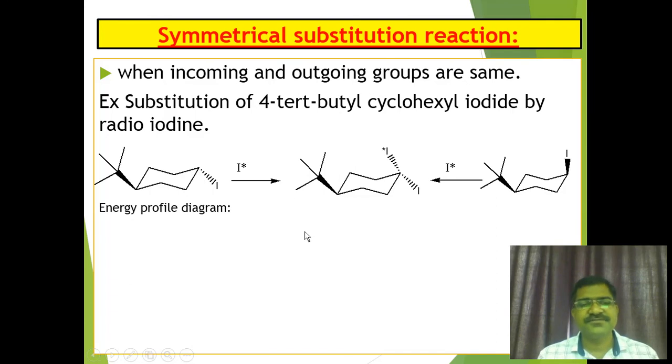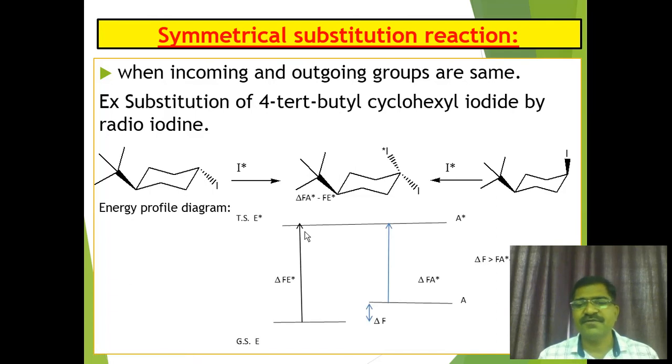Now let us see the energy profile diagram. With the help of this energy profile diagram, we can find out which isomer reacts faster, whether the trans isomer reacts faster or the cis isomer reacts faster. Now student friends, see here the ground state of the equatorial isomer, and here this is the ground state of the axial isomer. This is the equatorial isomer and this is the axial isomer.